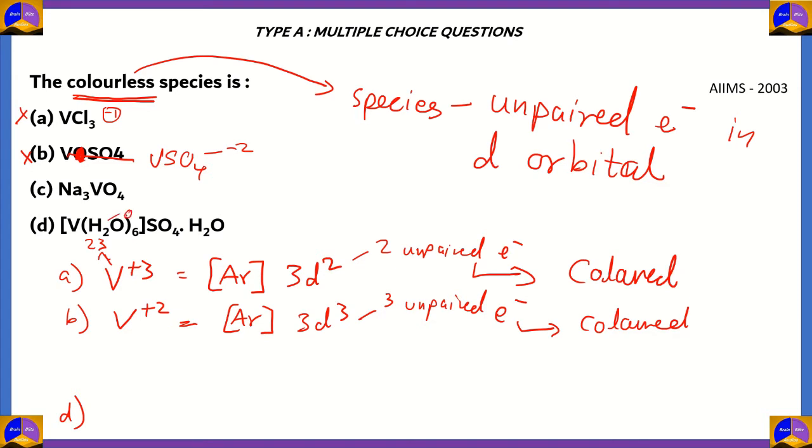The charge for water, since it's neutral, is 0. SO4 gives you 2-, so vanadium has to be 2+. So therefore, it's basically the same case all over again. So you have 3 unpaired electrons. So therefore, option D is colored. So if you look at it now, then since all the other options are incorrect, option C has to be correct. But let's look at a justification for option 3.